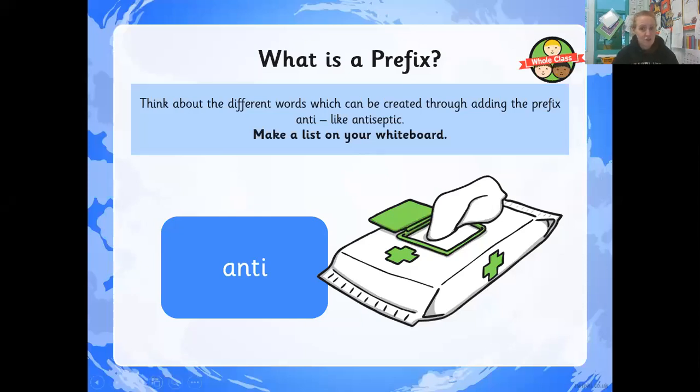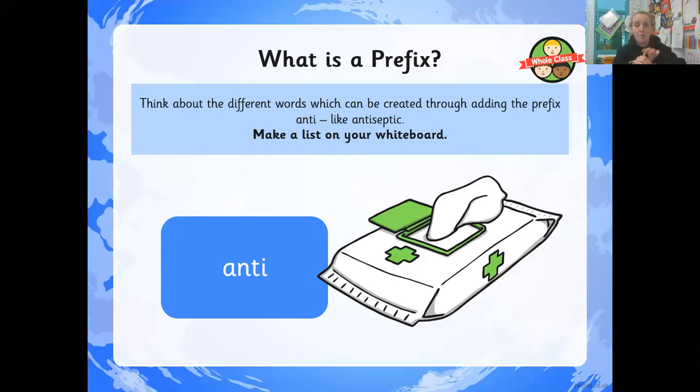Well done, year 3. That's another really hard one. Don't worry if you didn't get 5, that's okay. If you've got a couple, that's okay as well. If you didn't get any, we're going to go through them together anyway. The first one that I'm going to look at is one I wrote down, antiseptic, because that was the one we said at the beginning. So we've got anti and we've got septic, antiseptic.